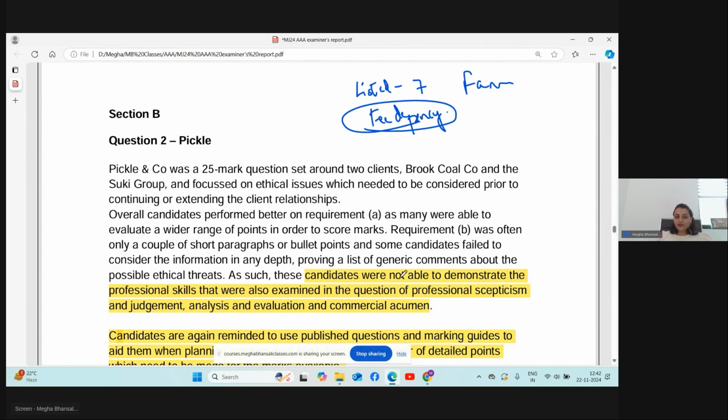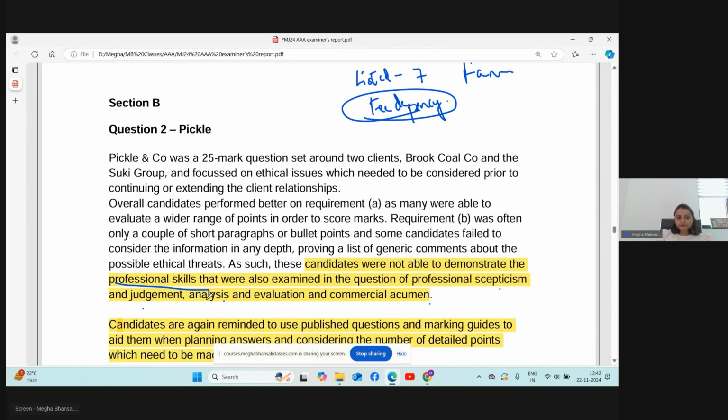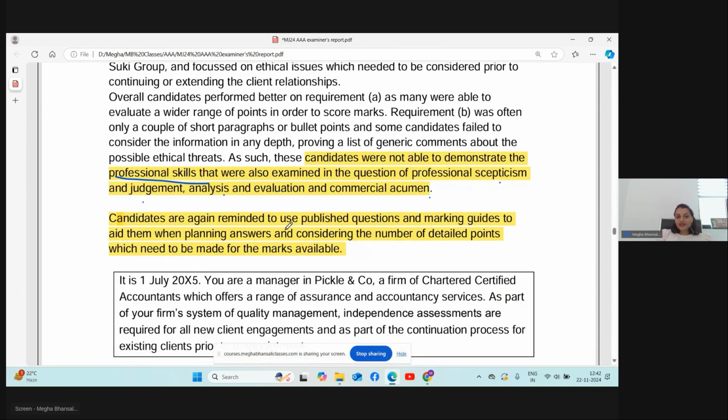Now it says candidates were not able to demonstrate the professional skills that were also examined in the question: professional skepticism and judgment, analysis, evaluation, and commercial acumen. So most candidates did not get their professional marks here. Candidates are again reminded to use published questions and marking guides to aid them when planning answers and to consider the number of detailed points needed for the marks available. So please write according to your marks.